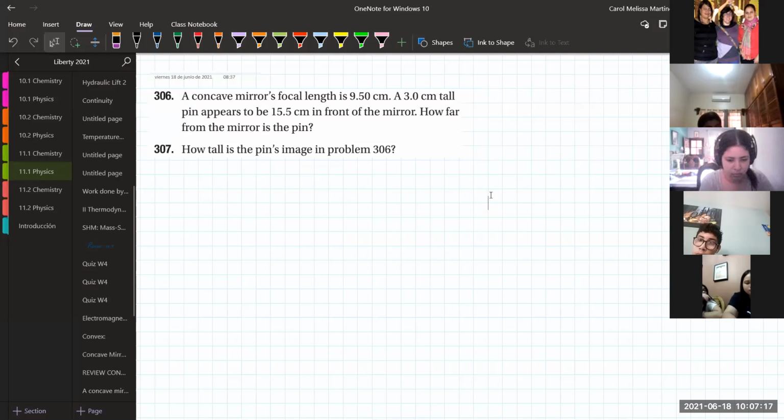A concave mirror's focal length is 9.5 centimeters. A 3 centimeter tall pin appears to be 15.5 centimeters in front of the mirror. How far from the mirror is the pin? How tall is the pin's image in problem 306?